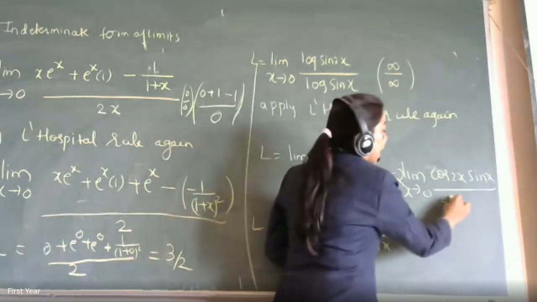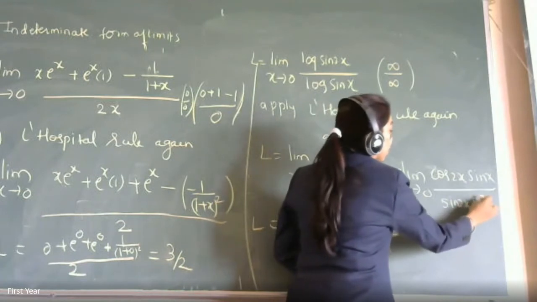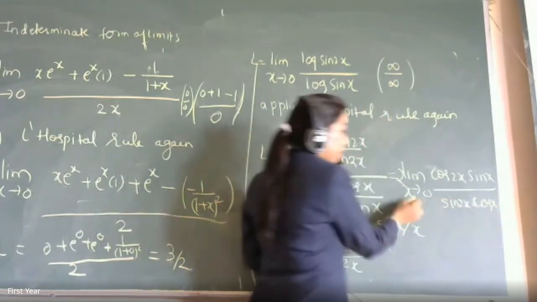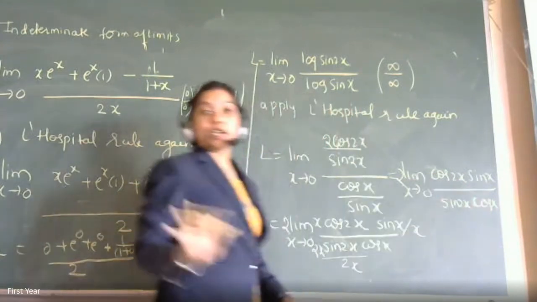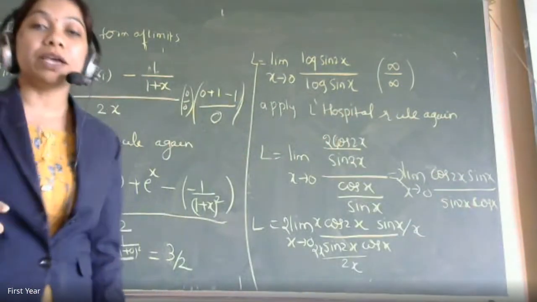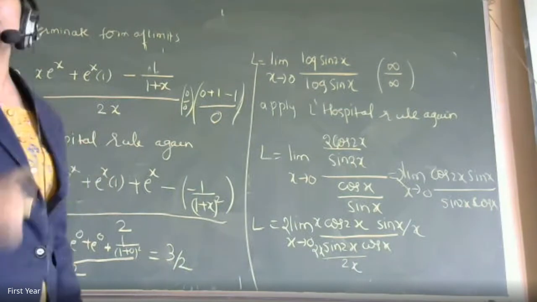And this is sin x into cos x. When I put x equal to 0, cos 0 is 1, so that is not making a problem. Who is making the problem? Sin x and sin 2x.